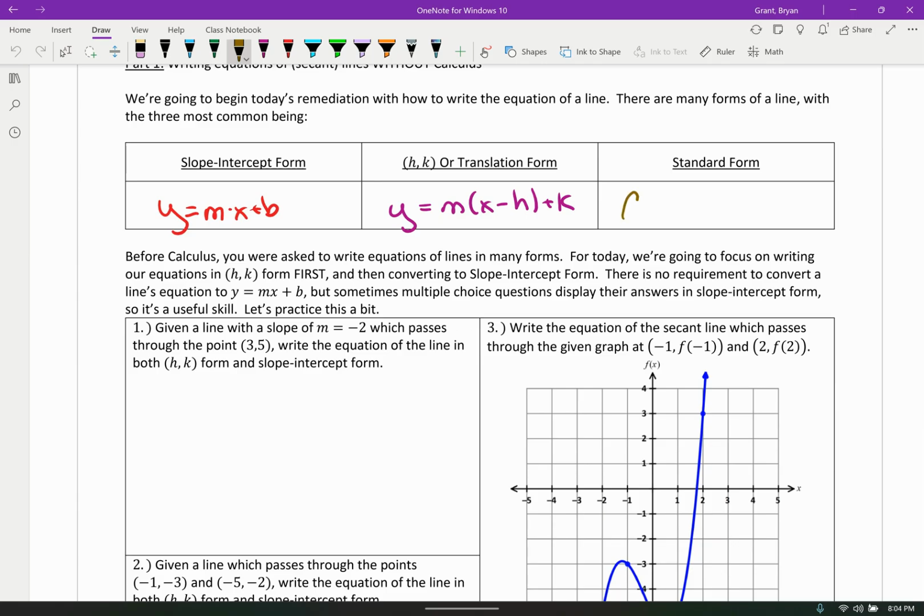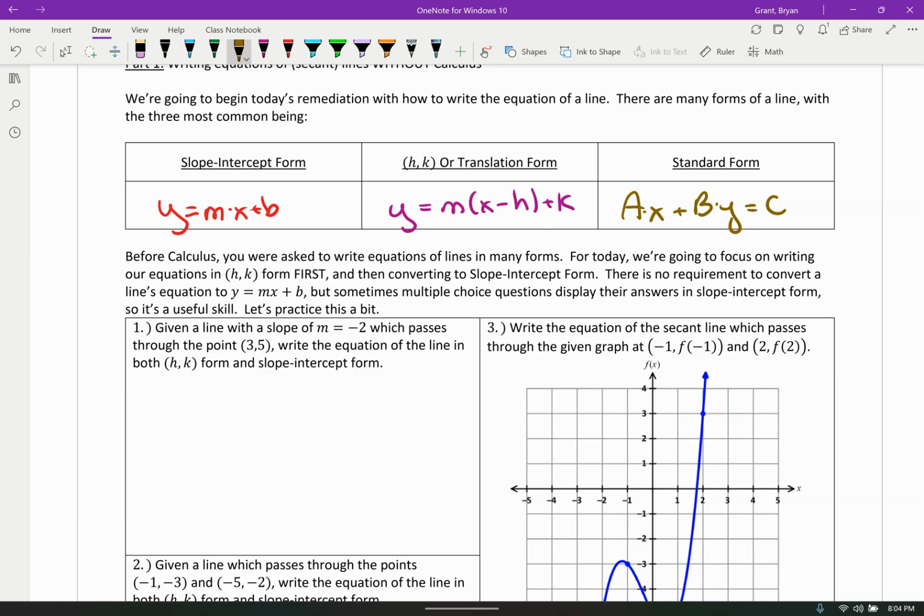It tends to be a little bit easier to write a form of a line a times x plus b times y equals c, where a, b, and c are all constants. Now, that's really the last time I'm going to mention standard form today, but we are going to talk a little bit more about slope-intercept form and HK, or translation form.